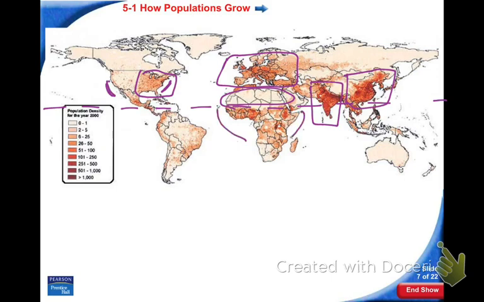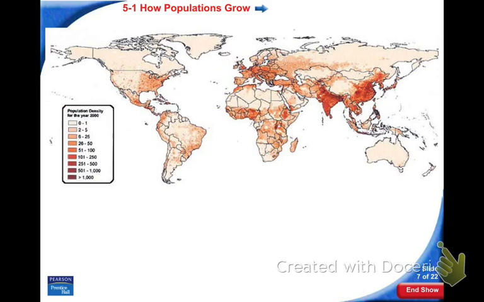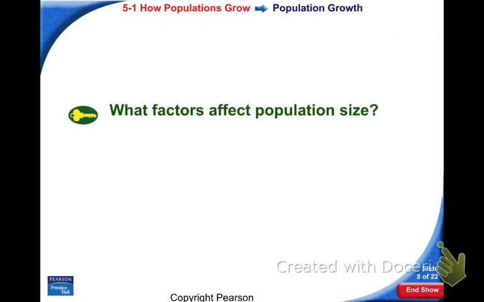If you look at the density in Africa, it's all through the central areas of Africa. So populations are not spread evenly around the earth. And it gives you an idea of just how less densely populated Canada, Alaska, and Greenland are.